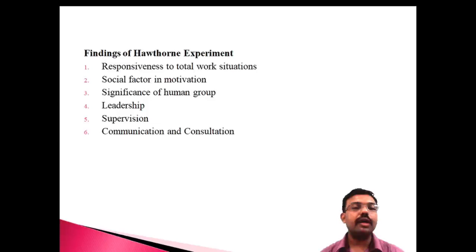The first important finding is responsiveness to the total work situation. Employer and employee are always responsible to the total work situation. Another one is the social factor in motivation. The social factor is a very important element. Motivation is a very important element of the organization. The significance of the human group, leadership, supervision, communication and consultation, all are important findings regarding the Hawthorne experiment.